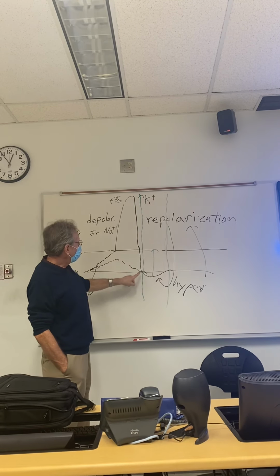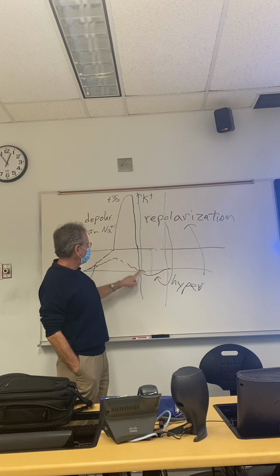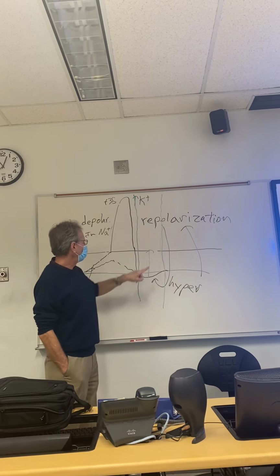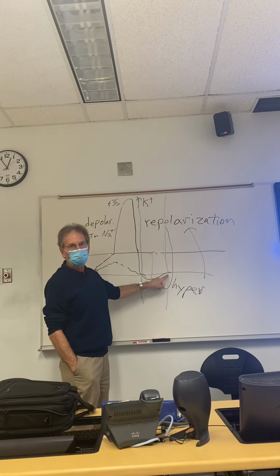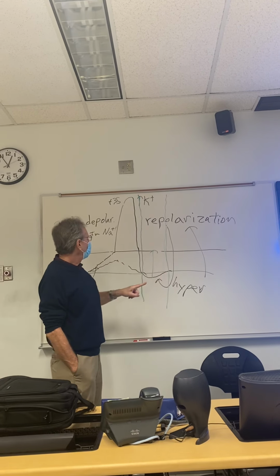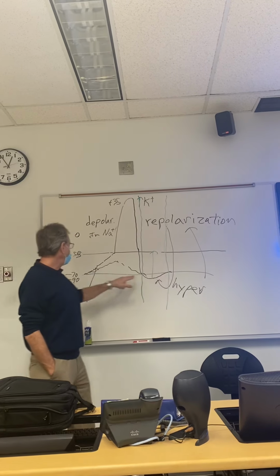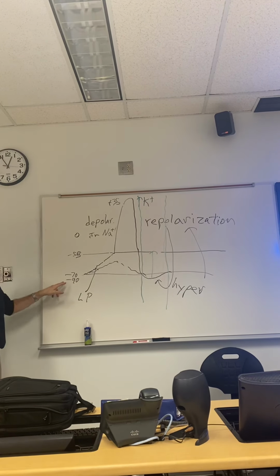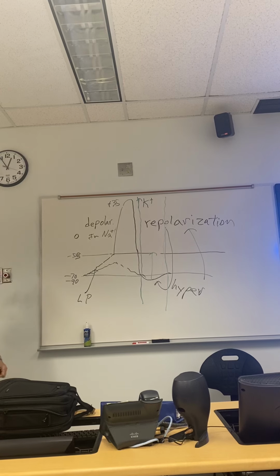And we actually overshoot a little bit. We get a little too negative, and we call that hyperpolarization. And then we're back to our resting potential, which is anywhere from -70 to -90. Threshold's about -55.